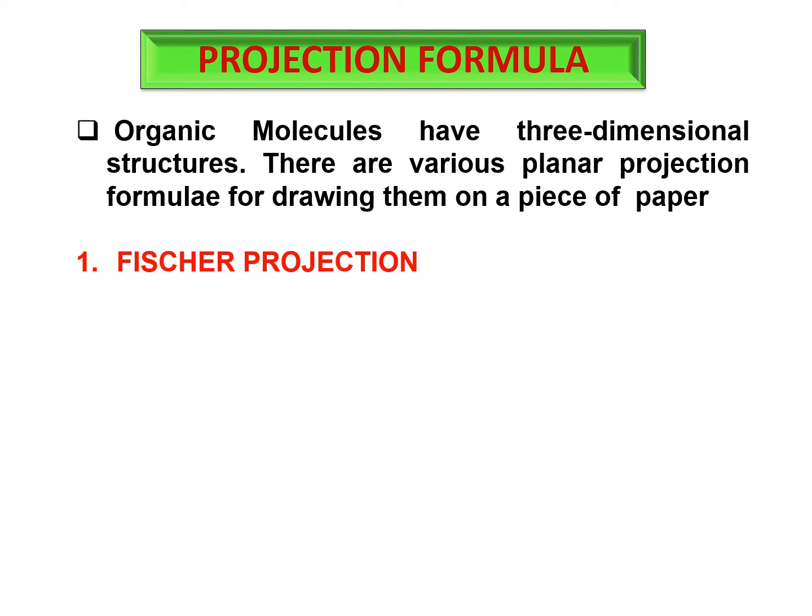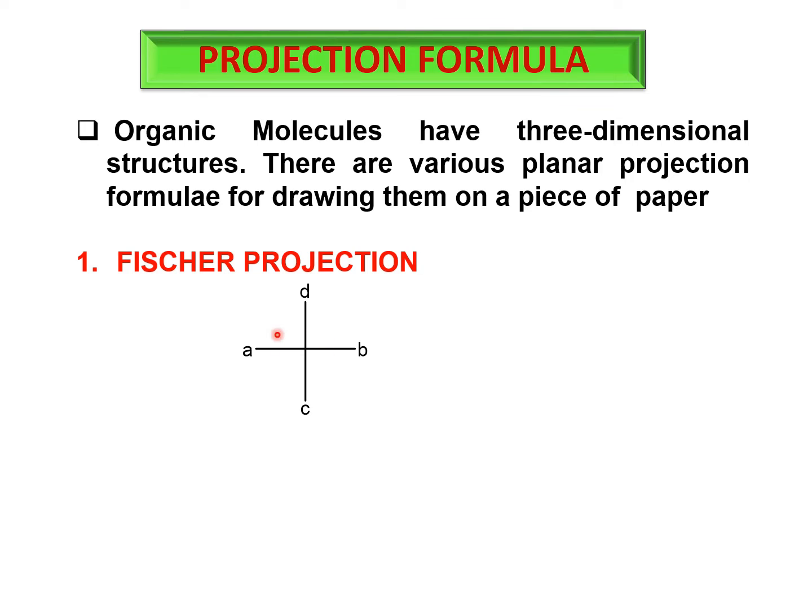So the very first and important projection formula is the Fischer projection. So how do we represent or draw a molecule using Fischer projection? Now this Fischer projection looks like this. So we have a central atom, a central carbon atom, and this central carbon atom has 4 groups attached to it. So A, B, C, and D are attached to this central carbon atom.